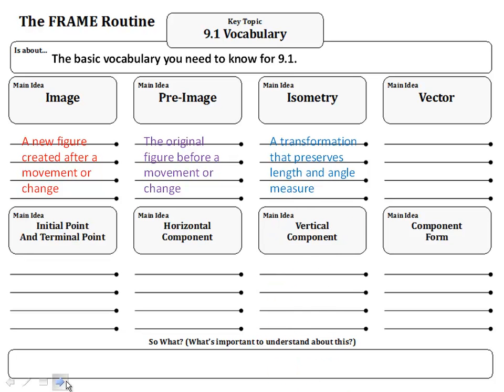An isometry is a transformation that preserves length and angle measure. So we'll talk about isometries. Again, they preserve length and angle measure.